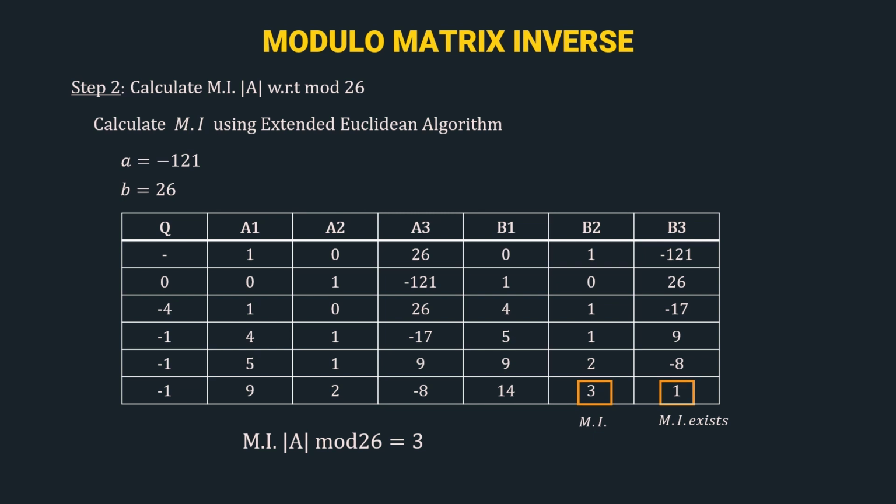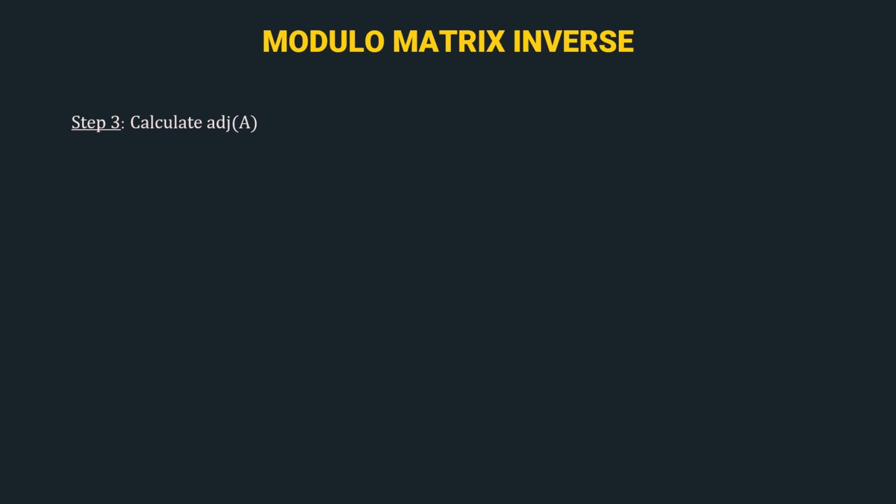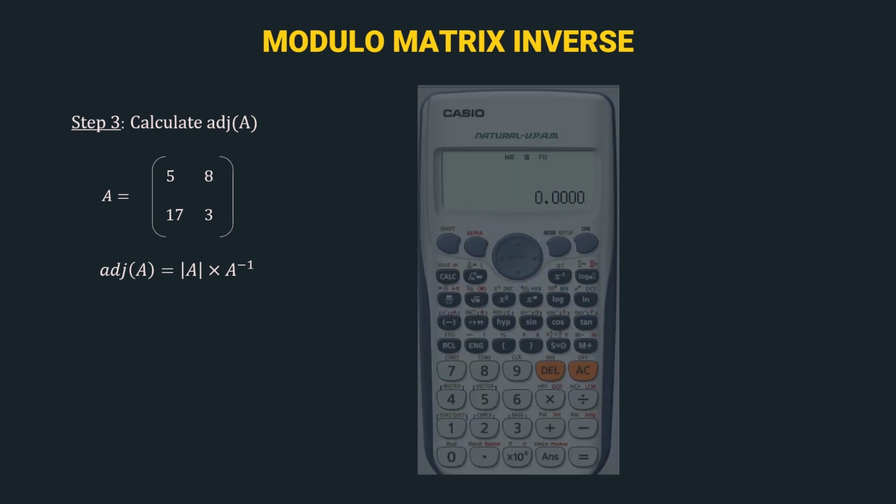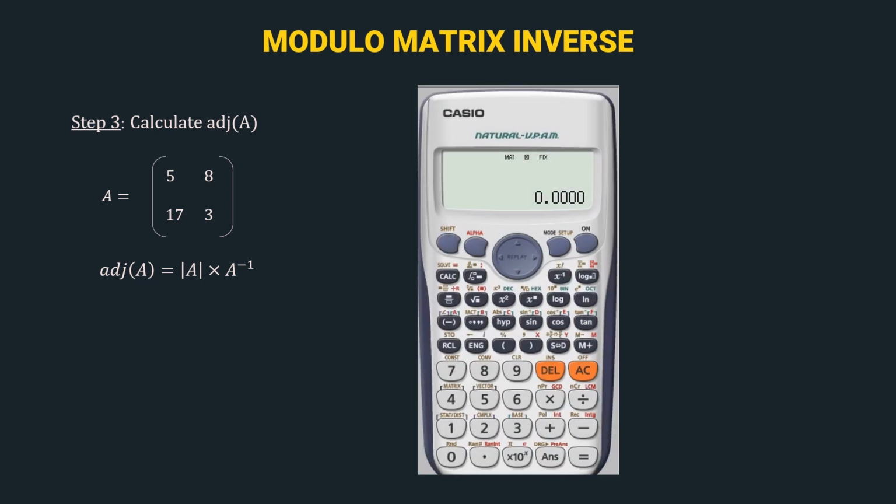Now let's move to the third step, which is calculation of the adjoint of A. So this is our matrix A. In order to calculate the adjoint of matrix A, the formula is adjoint of A is equal to the determinant of A into inverse of A. Let's use a scientific calculator to calculate the adjoint of A. So we are in the matrix mode. Let's go to the matrix operation by clicking shift 4. We select the first option, that is dimension. We select the matrix A, and since it is a 2 cross 2, we select the 5th option. The matrix is already filled out there because the calculator remembers the history. So let's calculate the adjoint.